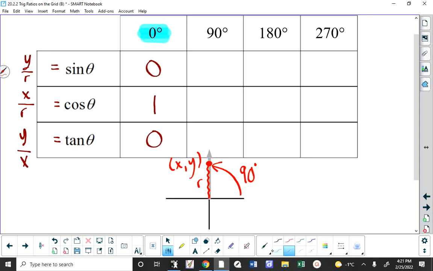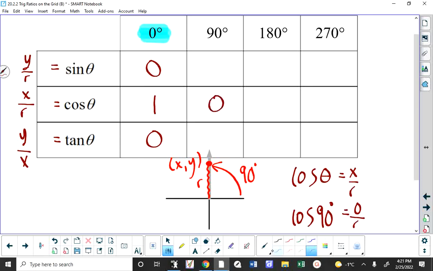And what that means is that since cosine of theta is x over r, it means that cosine of 90 degrees will be 0 over r, which means cosine of 90 degrees is 0. If we take a look at sine of 90 degrees, well, sine of 90 degrees is going to be the y-coordinate over r, and the y-coordinate is some number that's equal to the value of r.